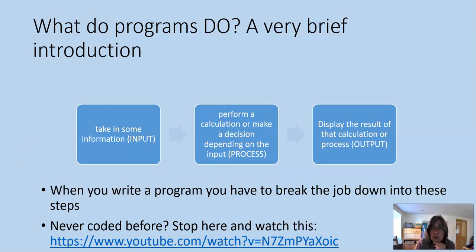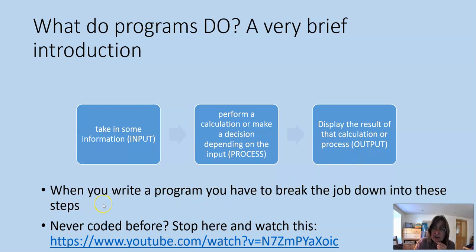So it could be the input that you switch on the boiler. The program works out how to do that. You tell it the input to switch on, it works out how to do that, and then the output in that case could be that the boiler comes on. But sometimes it's just the result of a calculation written on the screen. So we always talk about input, process and output.